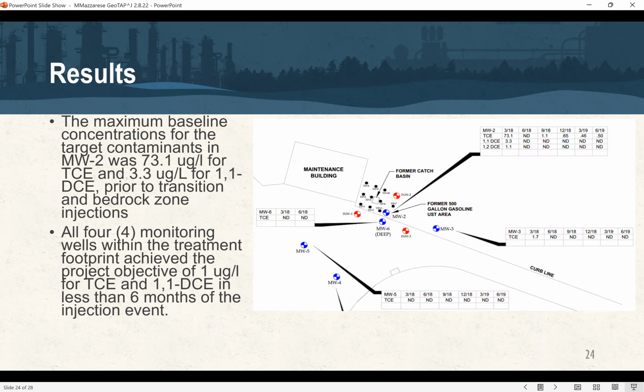All right, so our max baseline concentrations in MW2, which was one of our target wells, were 73 micrograms per liter for TCE and just over 3 micrograms per liter for 1,1 DCE. And that was prior to the transition and the bedrock zone injections. And after the injection, you can see the data there. All 4 monitoring wells within the treatment footprint achieved the project objectives of 1 part per billion for both TCE and 1,1 DCE in less than 6 months after the injections were performed.